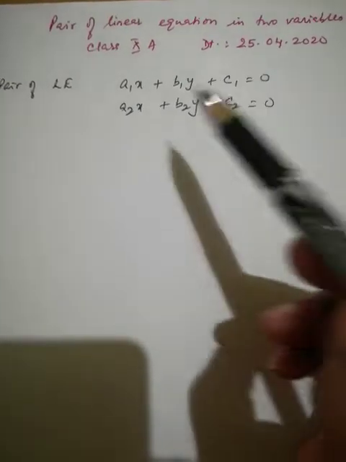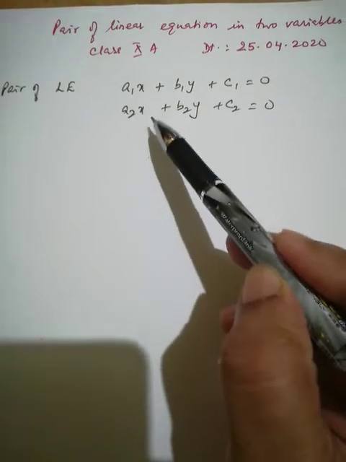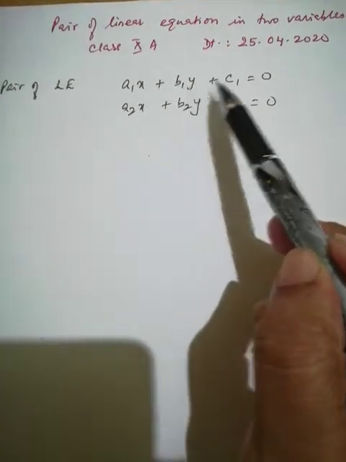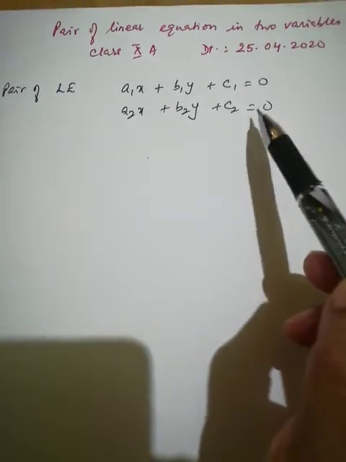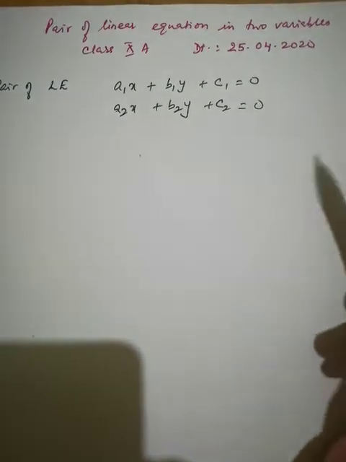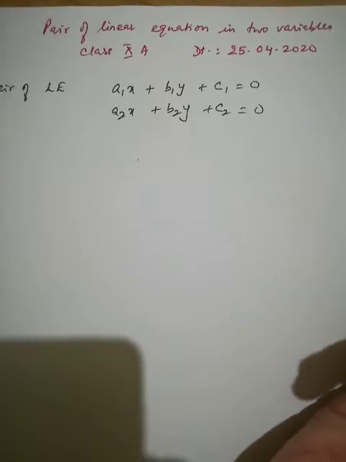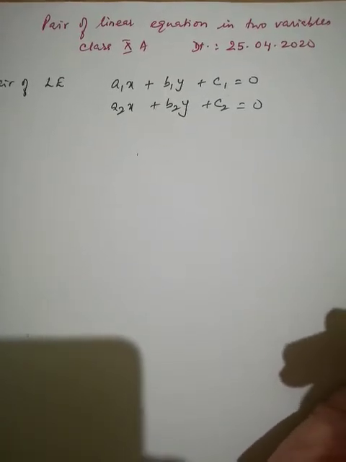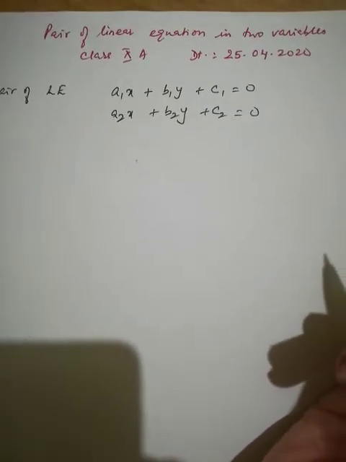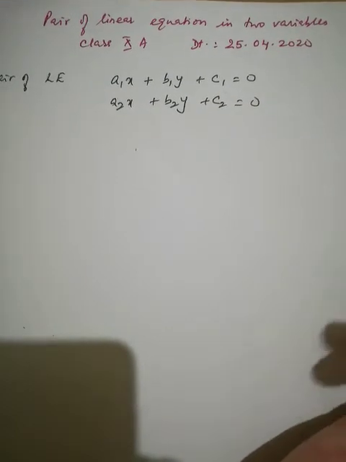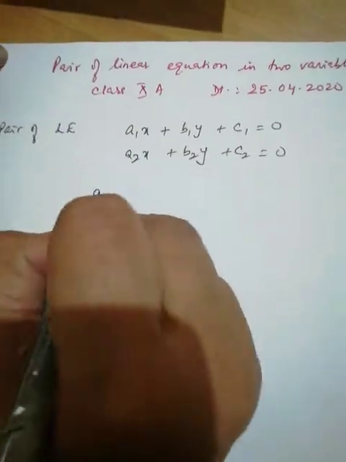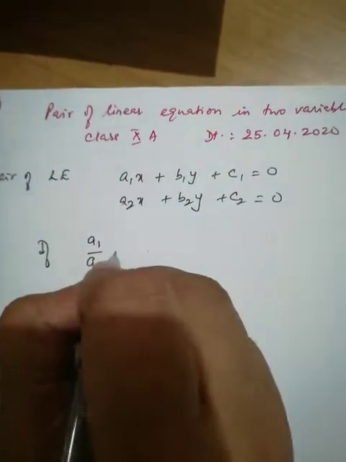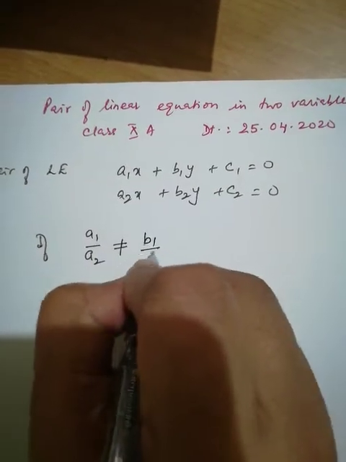We have in general the linear equations a1x plus b1y plus c1 is equal to 0 and a2x plus b2y plus c2 is equal to 0. Let us take these two as a system of linear equations. Now, we have to find out the coefficients of x, y and also the constants. And you see that if a1 by a2 is not equal to b1 by b2.